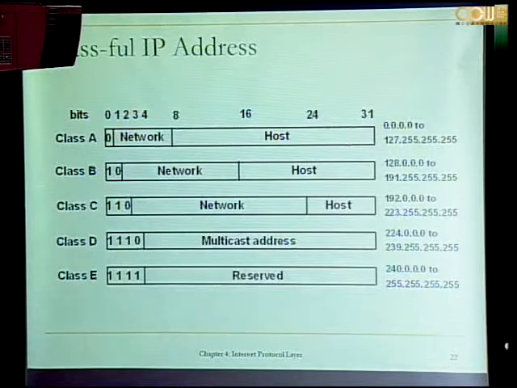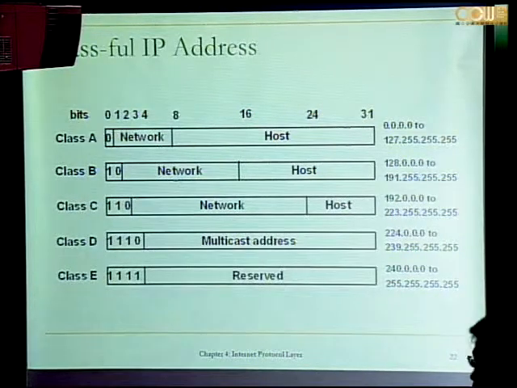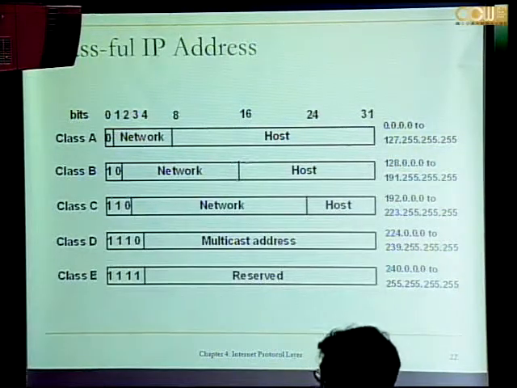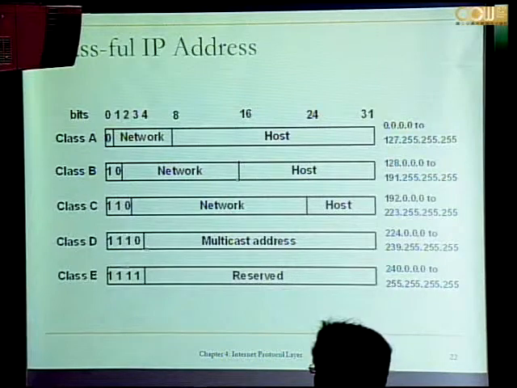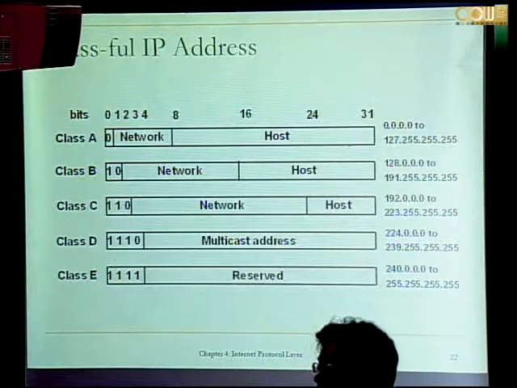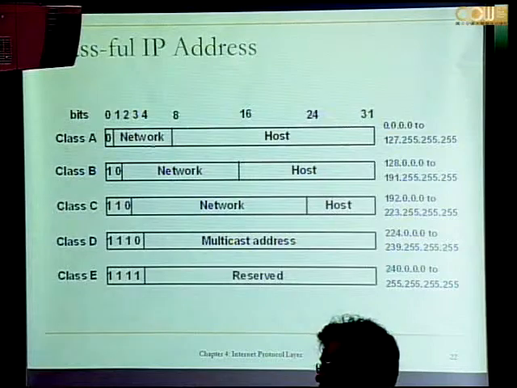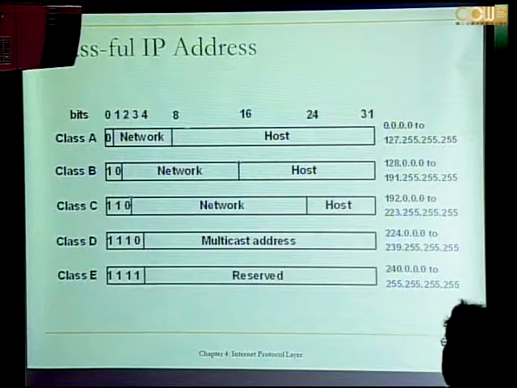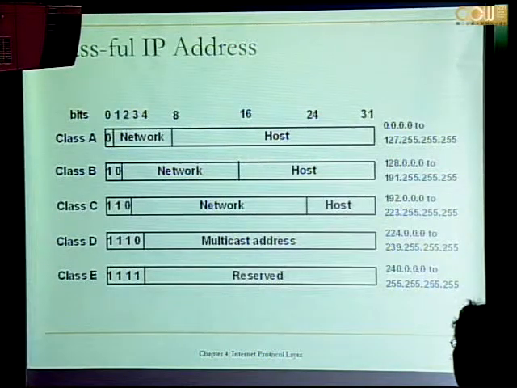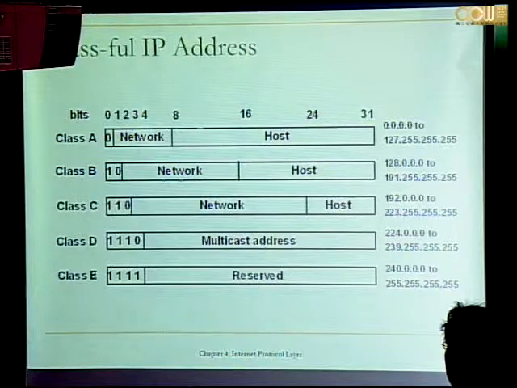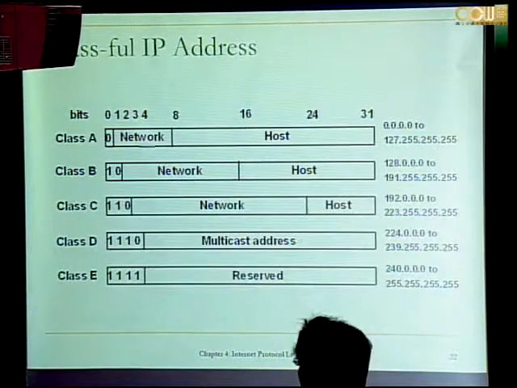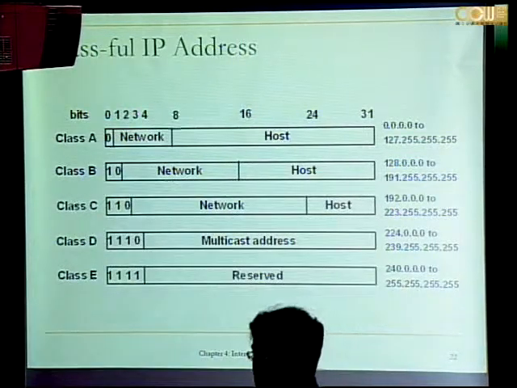And class D is not assigned to a particular host. You use class D as a multicast address, so it represents a group of hosts, not a single host. That's for class D. And class E is reserved for future use. Okay. But again, classes D and E are not that big. So we are using A, B and C.